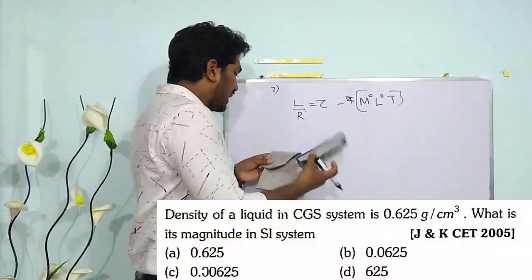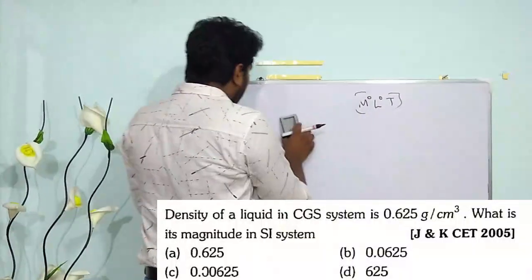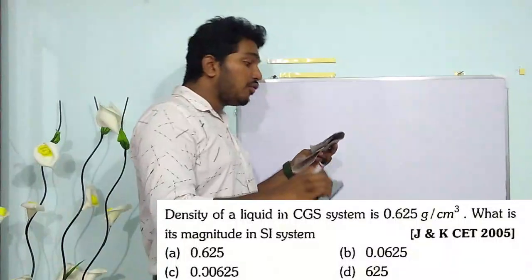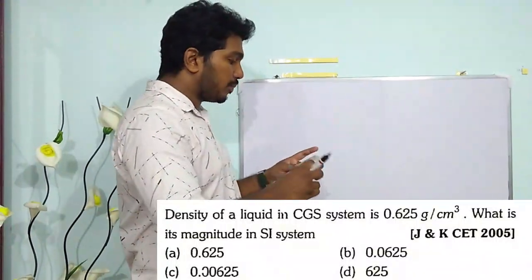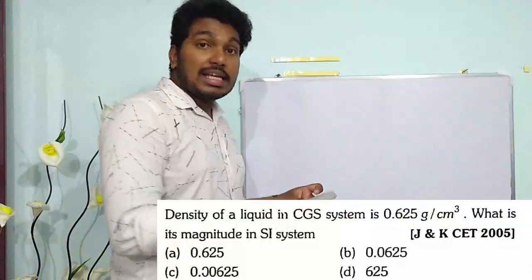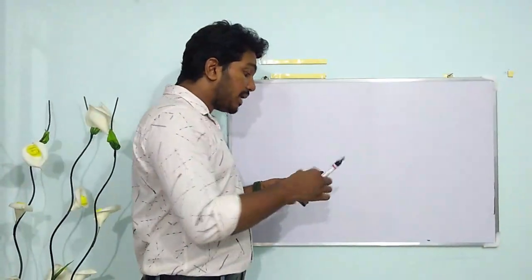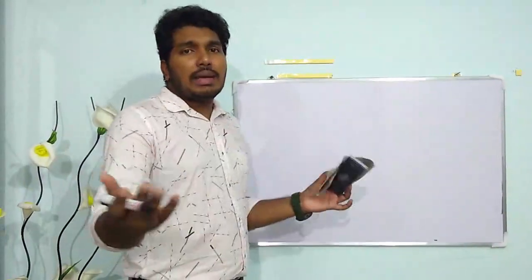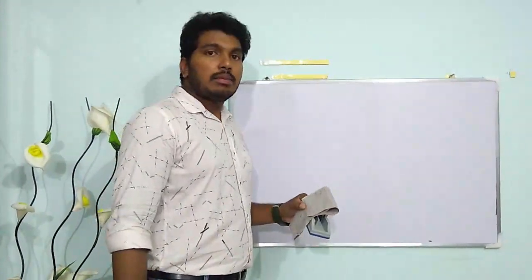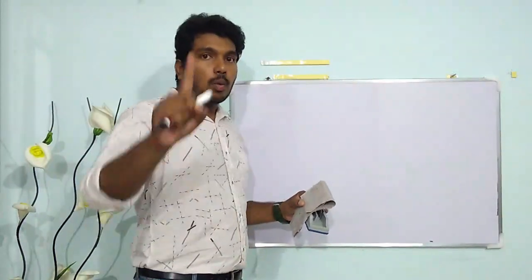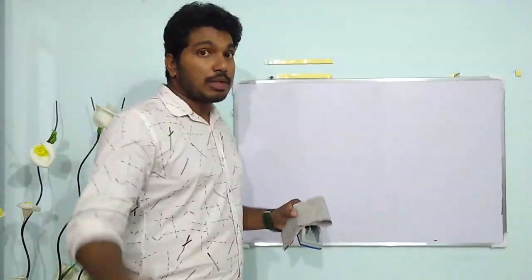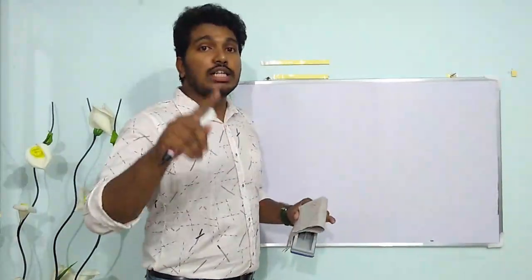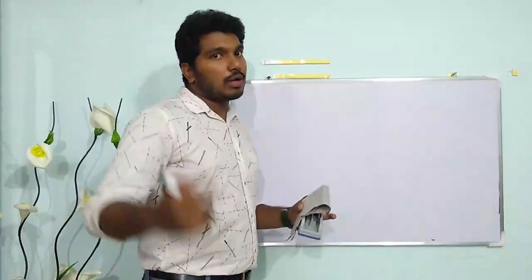The density of a liquid in the CGS system is 0.625 gram per centimeter cube. What is the magnitude in the SI system? They're asking you. Again, the method of dimensional analysis. Dimensional analysis is used: one, to check the correctness of an equation; two, to derive a physical relation; and three, to convert one quantity into another. The third use we can apply here.